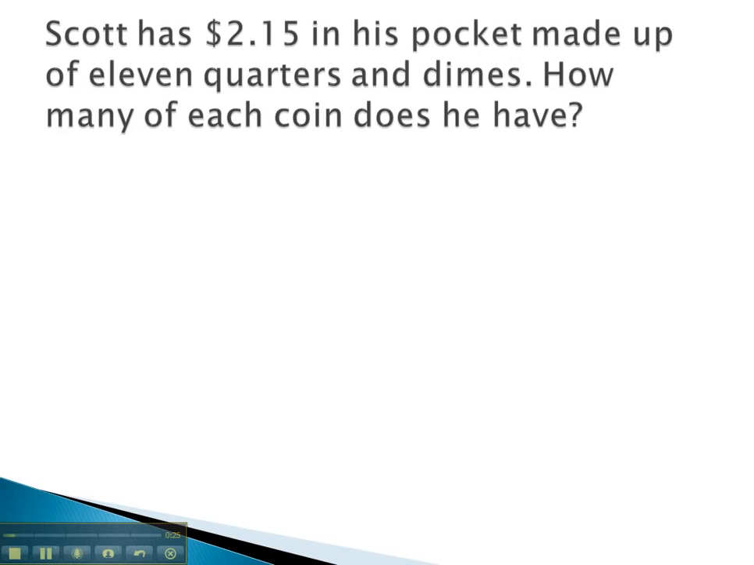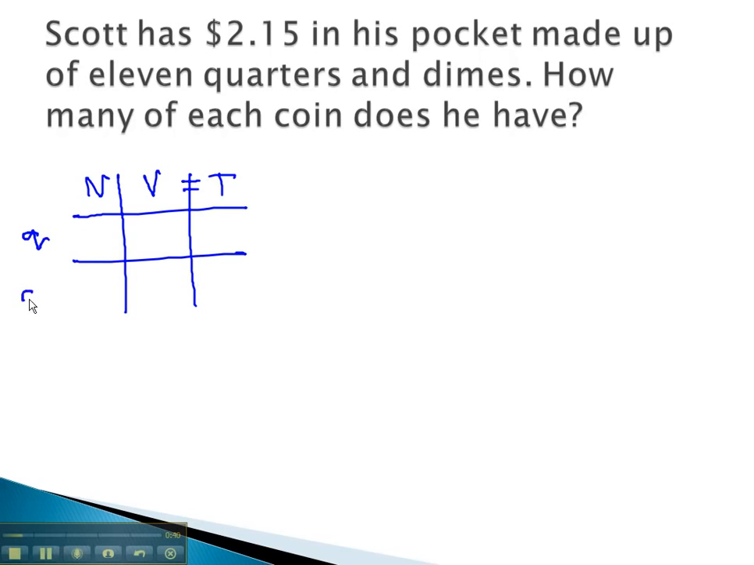In this problem, Scott has some money in his pocket. You recall that the value table that we set up was we took the number times the value of each individual piece would equal the total value in those pieces. Here Scott has quarters and dimes. We're not given any information about the number of them, so let's use Q for the number of quarters and D for the number of dimes. The value attached to each of these would be 25 cents for a quarter and 10 cents for a dime.